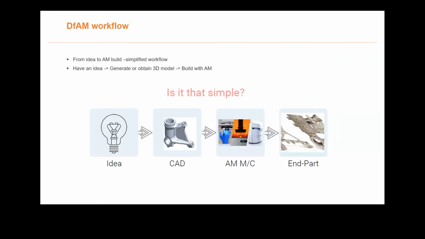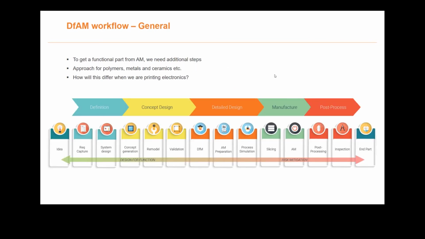Now, those of you who are new to AM, we've seen there's a general perception that 3D printing is as simple as you've got an idea, you create a CAD model, you send it off to the machine, and then you get the end-use part. The question is, is it that simple? No, it's not that simple. There are several steps that go in the design for AM workflow to get a functional component.